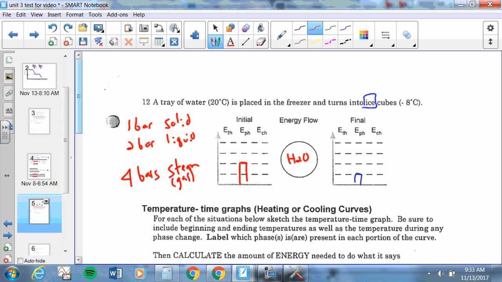How warm does it start? I get to just make this up. I'll just say 3 thermal bars. And when we're done, it's pretty darn cold, so I'm going to say 1 thermal. Ultimately, then I have 5 bars being turned into only 2 bars. So it looks to me like 3 bars, 1, 2, 3, exit the system.